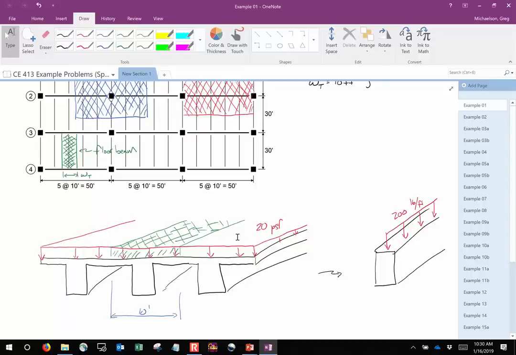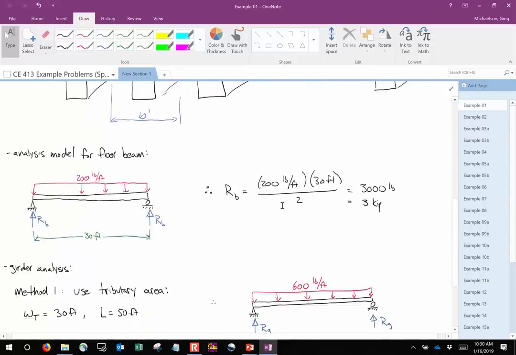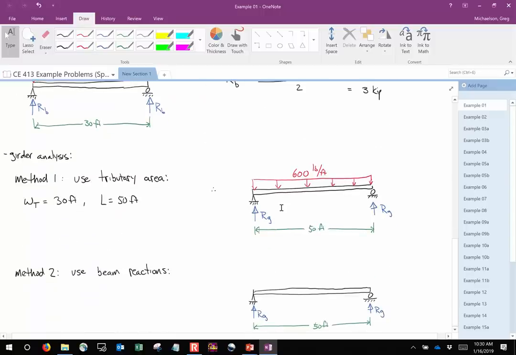Well, hold on for a sec. I'm getting there. This is what I propose. I propose that we're going to have 1, 2, 3, 4 point loads on that beam. Okay? Now, how much are each of those point loads going to be?